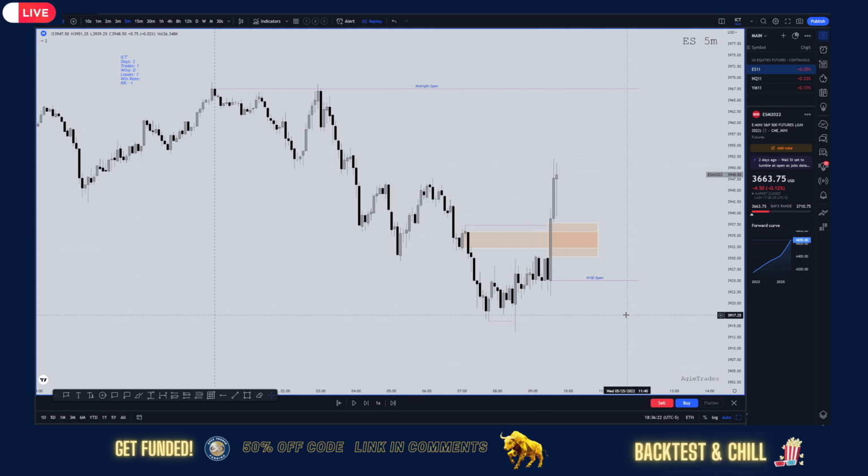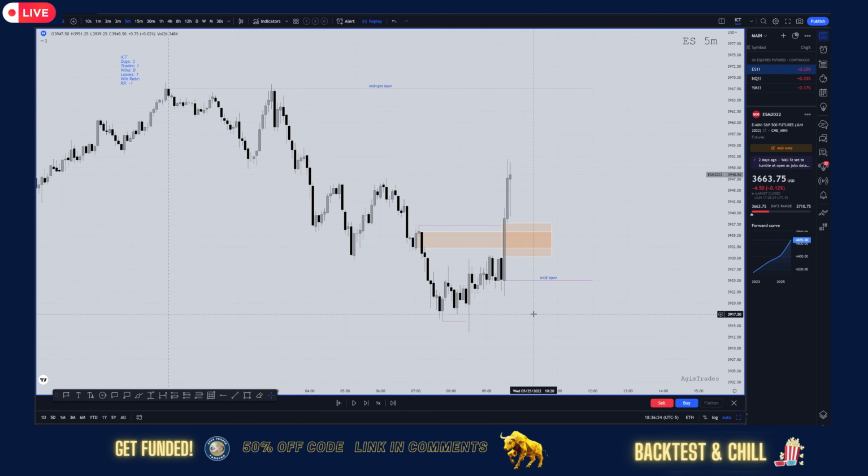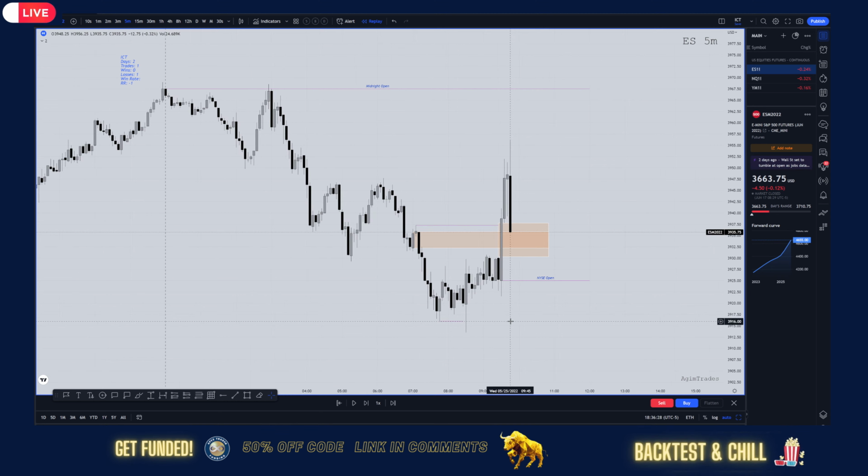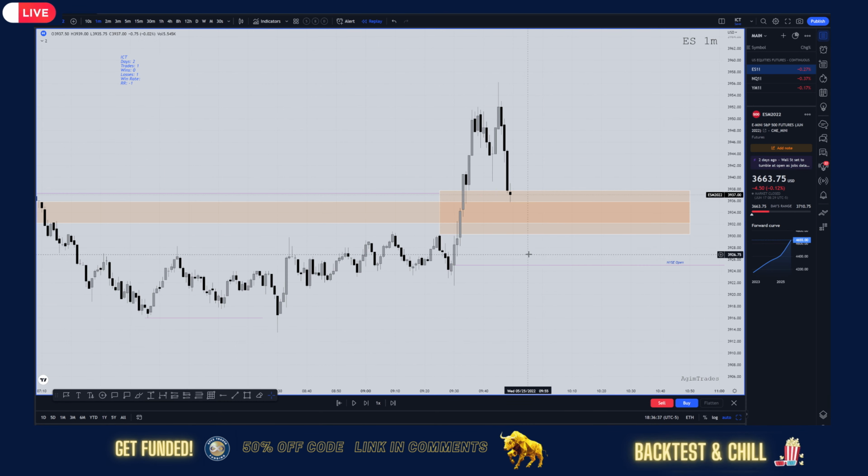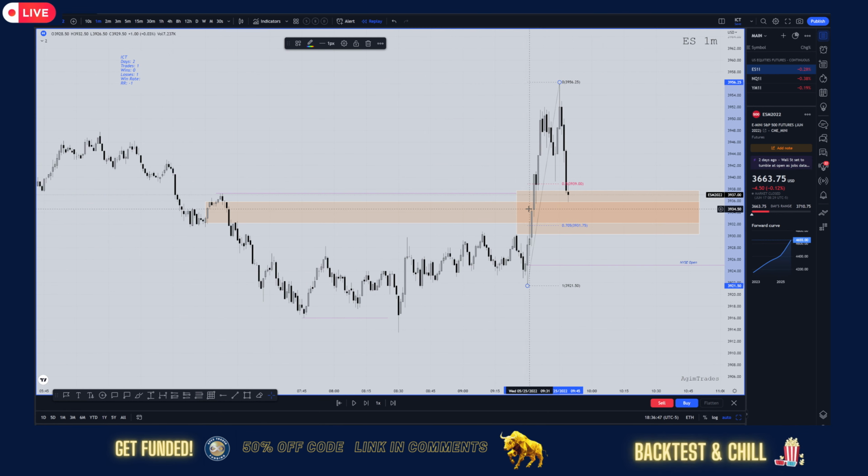And then I'm going to look for premium. Let's see if price re-enters this area. Okay, so at the top of that order block, let's go to the 1-minute. Let's see if I go from this swing low to the swing high. So we are in discount if we consider this price to continue to move up.